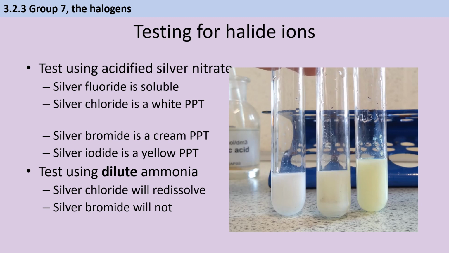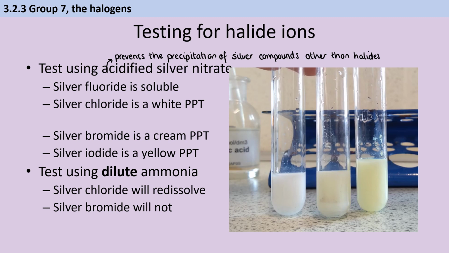You can test for the presence of halide ions in solution by using acidified silver nitrate solution. We acidify using nitric acid to begin with because this will remove any carbonate ions from solution, and these would lead to a false positive because they would also give you a white precipitate. When you add the silver nitrate, silver fluoride would be produced if you had fluoride ions, but this is soluble, so there isn't an observable change.